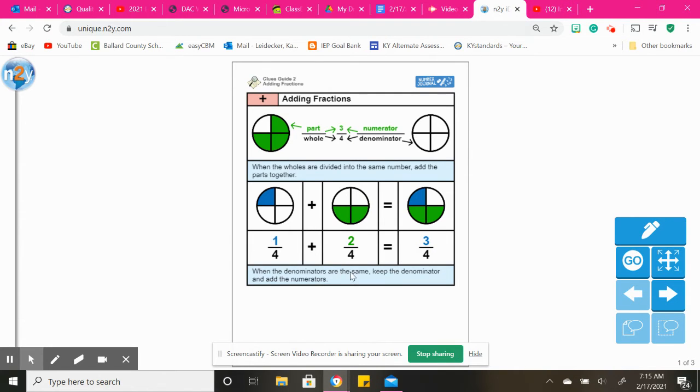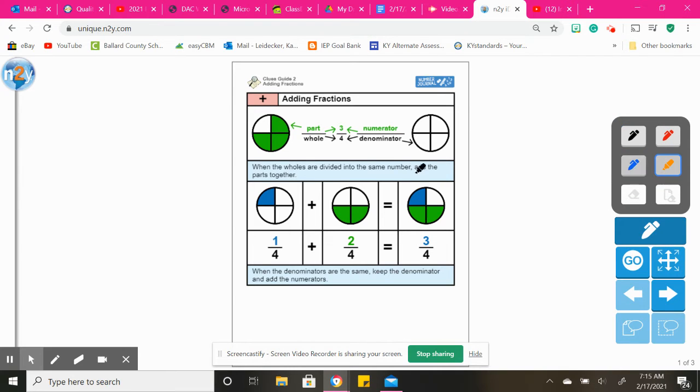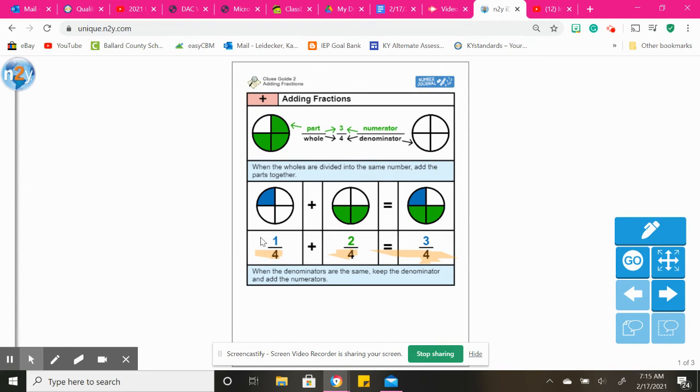So when the denominators are the same, the bottom numbers are denominators, they're all the same, we keep it the same as well. And then all we do is add our numerators, the top numbers. So if we add 1 plus 2, that gives us 3/4, which shows that it's shaded. 3 out of the 4 are shaded.